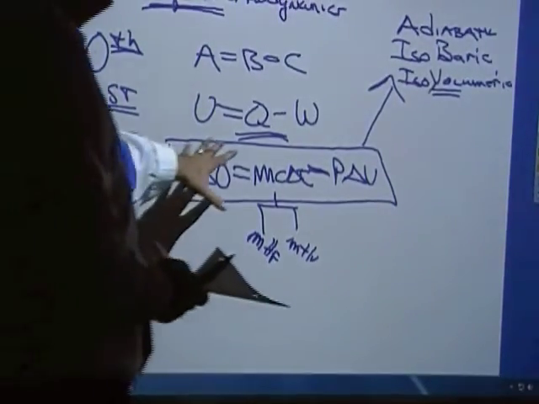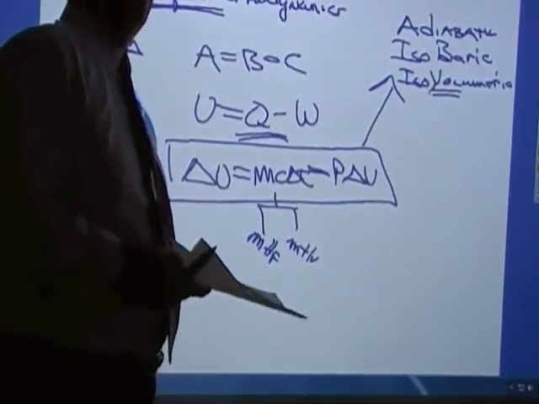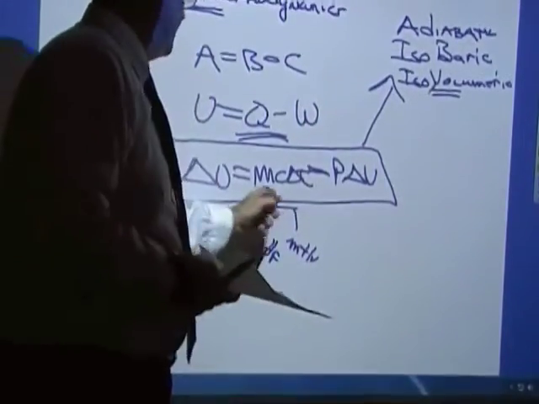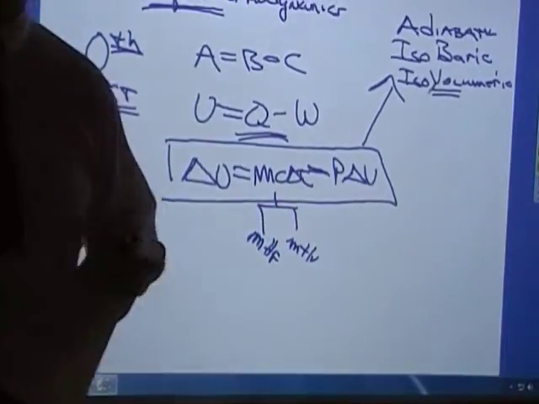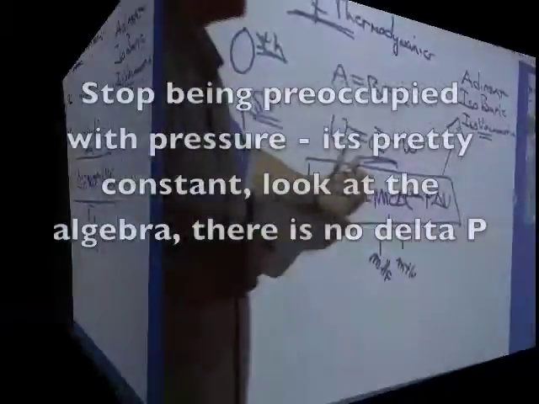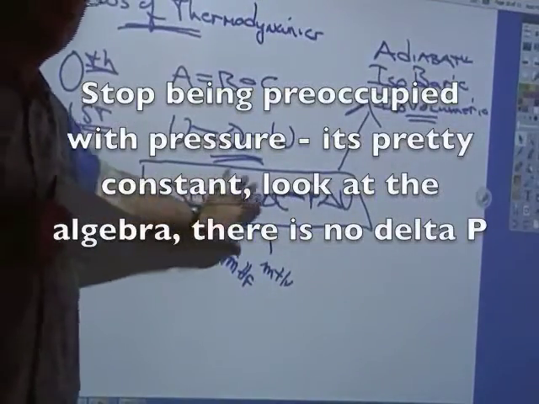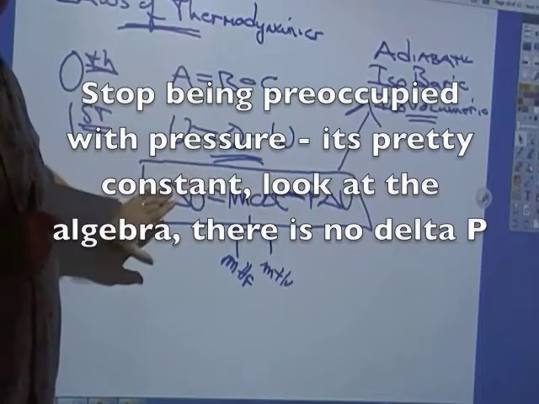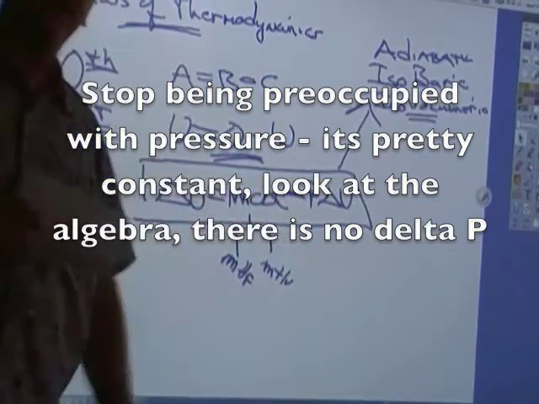And isovolumetric, what drops out? P delta V, and it becomes internal energy equals Q. Okay, we'll continue tomorrow. A lot of you want to change the pressure. Are we changing the pressure in this law at all? No. It's really the only thing that doesn't change. Everything else is delta, but pressure stays constant.